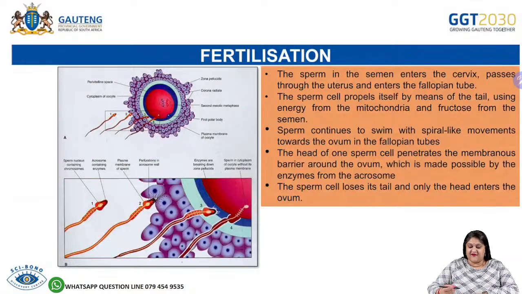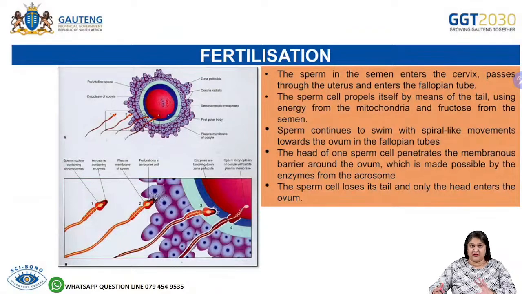It propels itself by means of a tail. Remember we spoke about it last week. It's got a long tail, using energy from mitochondria and fructose from the semen. The sperm continues to swim with spiral-like movements towards the ovum in the fallopian tube.